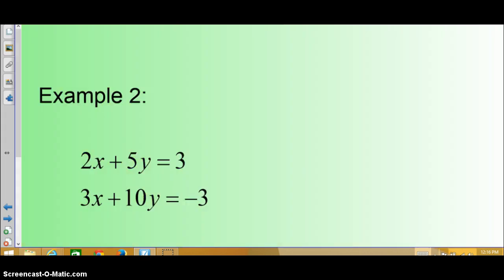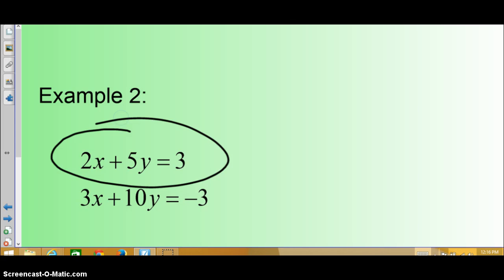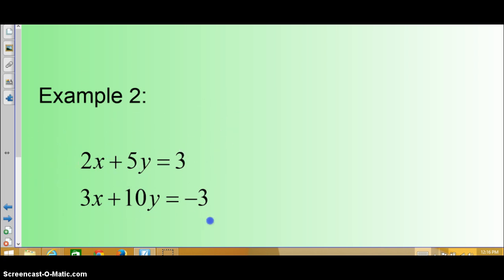Here's a second example, and you don't have to always multiply both of them. In this second example, I want to show you how you could just simply multiply one of them. As we're looking here, we see a 5 and a 10. That looks really nice. We can do something with that. But this equation here has a positive 10y, so we'll want to make sure that we get this part into a negative 10y. To do that, we're going to have to multiply this equation by a negative 2.